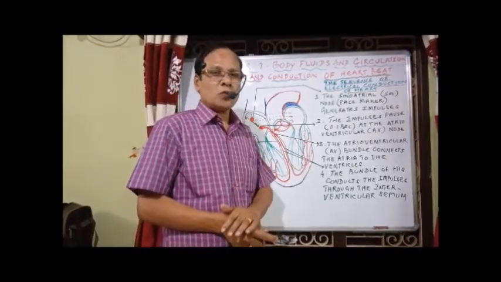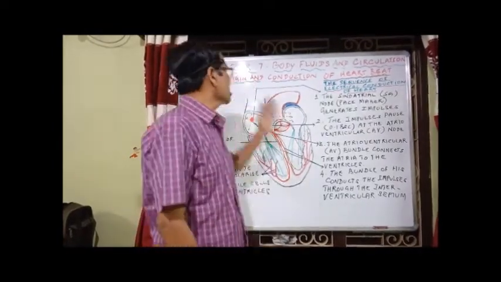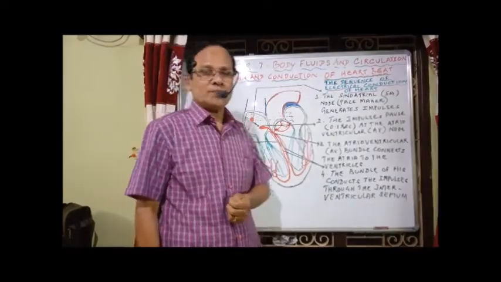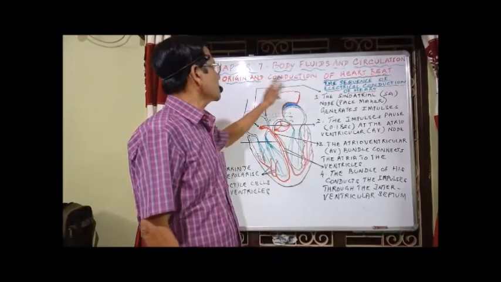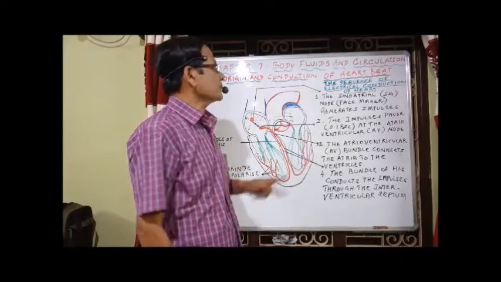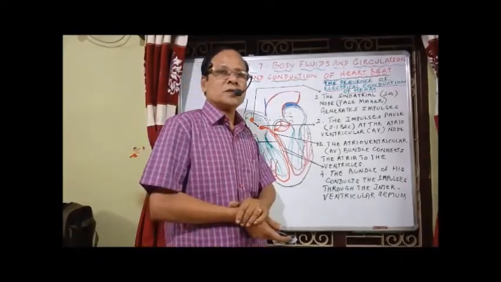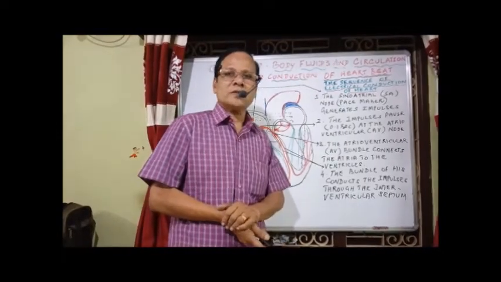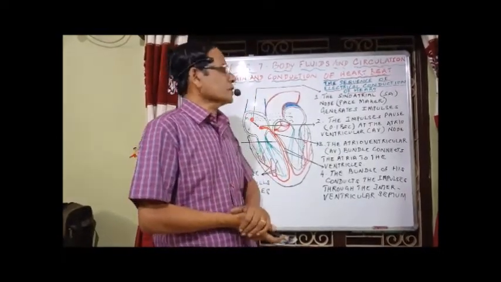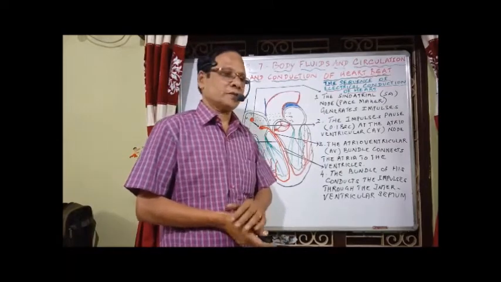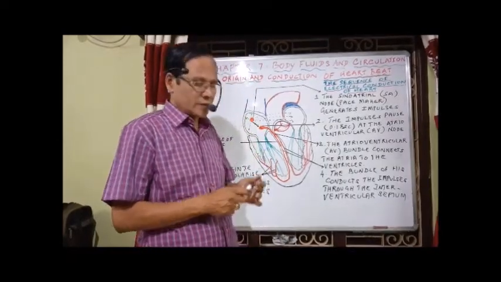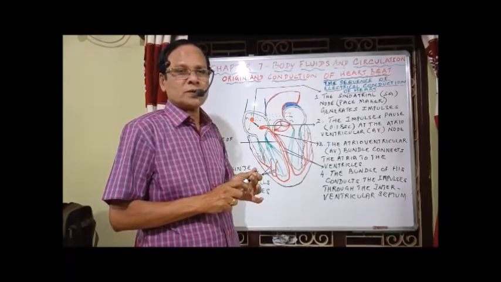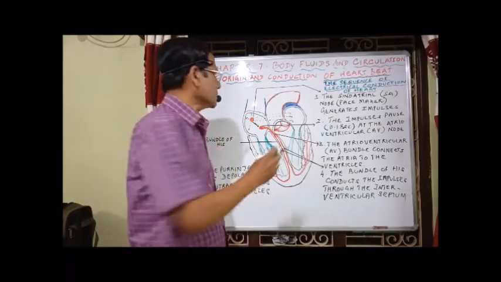Once again, I want to continue the lesson that is body fluids and circulation. Today's topic is about the origin and conduction of heartbeat. What are the sequential events, or the electrical events, that occur during the conduction of impulses? Now, the heart is formed of the right atrium, left atrium, and also the right and left ventricles.